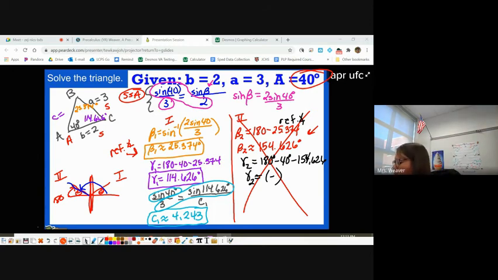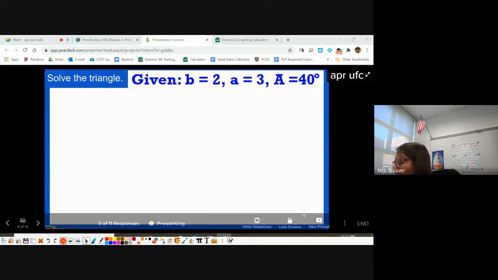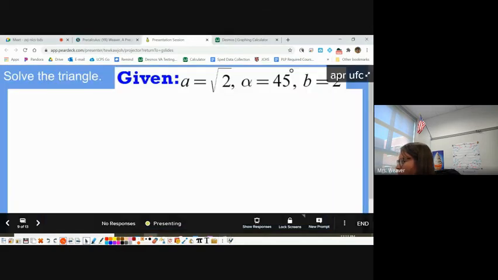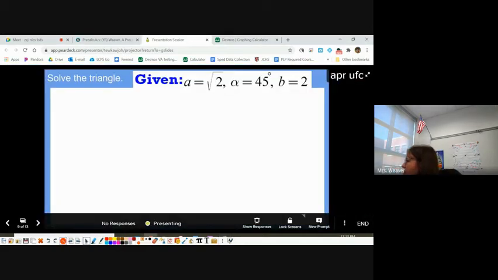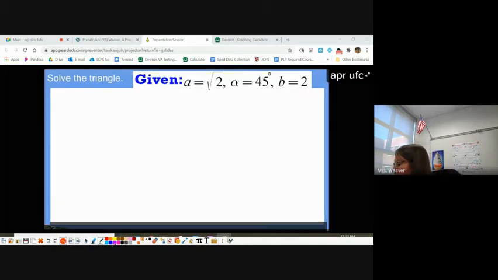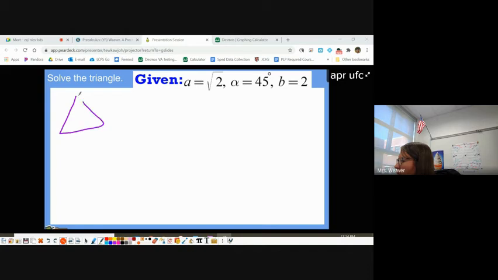All right, so let's see what else we got in our set of problems for the day. All right, solve the triangle. Let's see what we got. I'm going to draw my little thing to organize my information, ABC. Side A is root 2 units long. Alpha, remember alpha is the one at vertex A, so that's 45 degrees. And side B, which is opposite angle B, is 2 units.